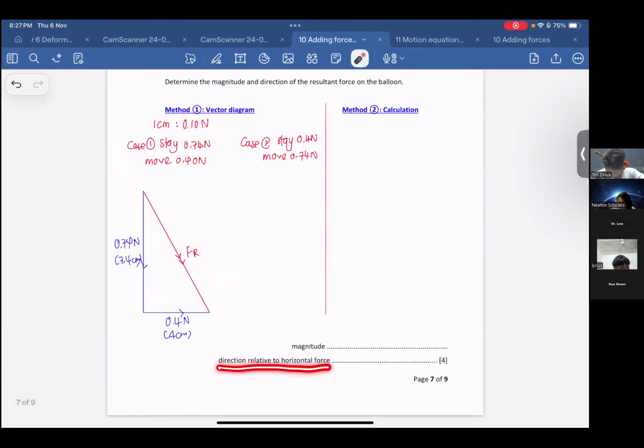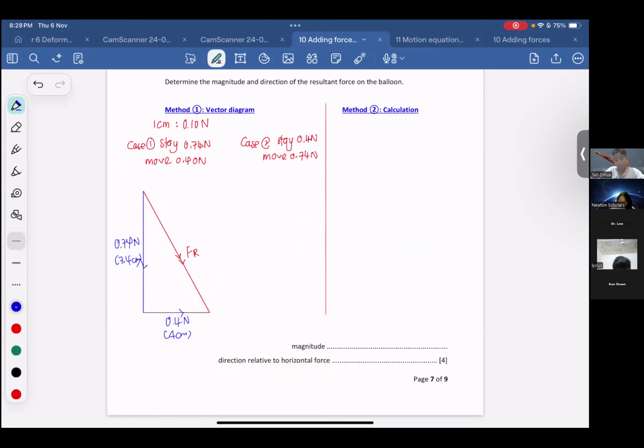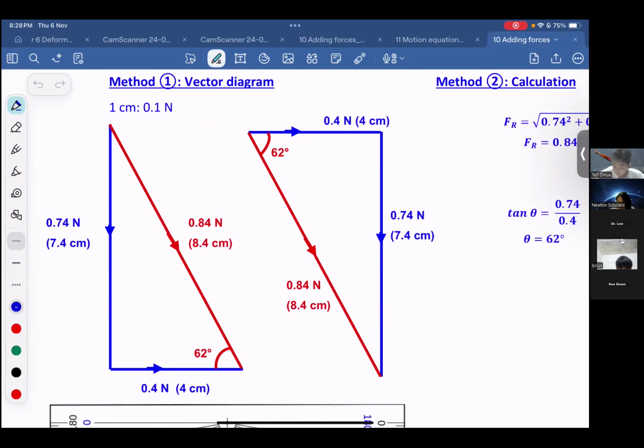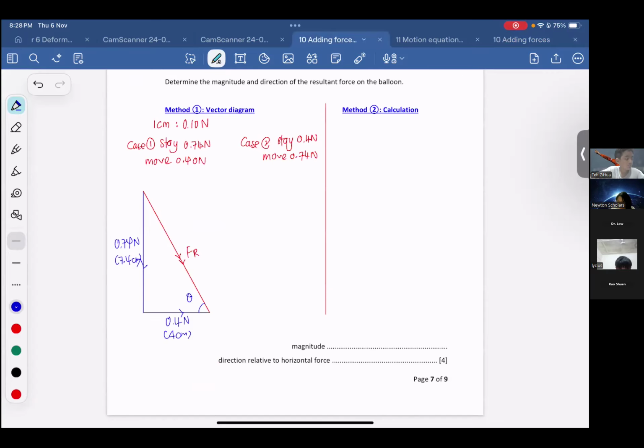Direction relative to the horizontal force. Where is the horizontal? This is your horizontal. What angle do they want? They want the resultant force to the horizontal. So can you use a protractor and measure this angle? Measure it. What is the angle you get? If you do it correctly, your answer should be roughly 62 degrees.